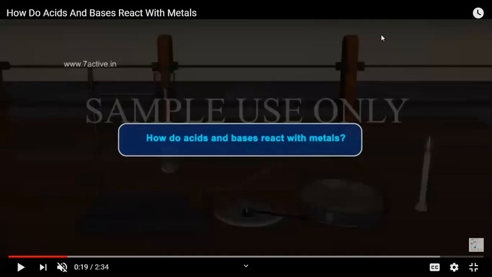Hi, good morning all. Let's start with a new topic, that is how acids and bases react with metal. So today we are going to learn how exactly acids and bases react with the metal which is given to us. So let's see how the procedure, steps and the practical activity take place.